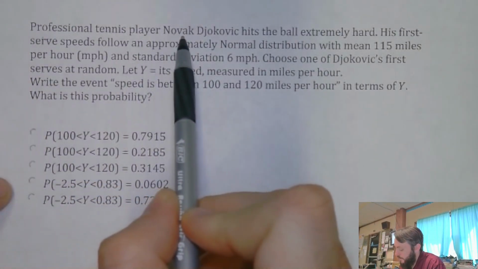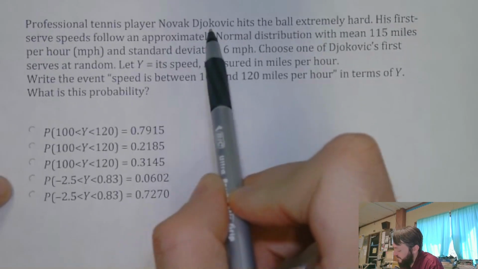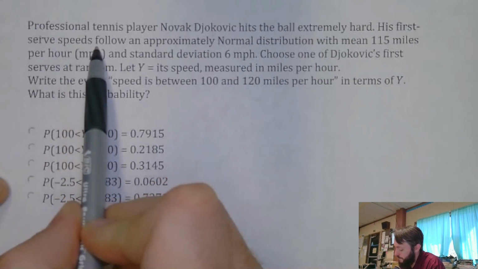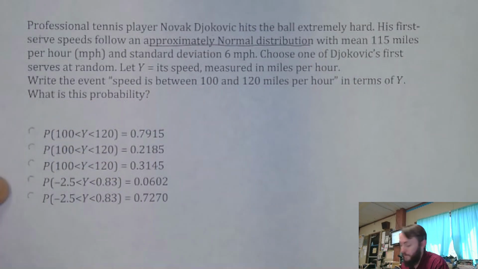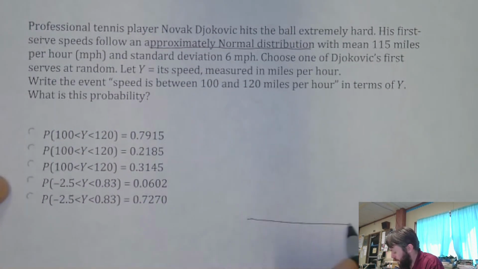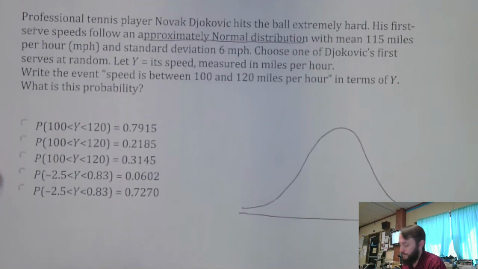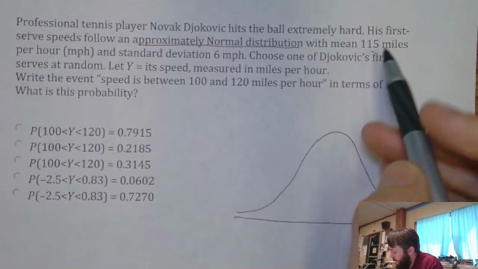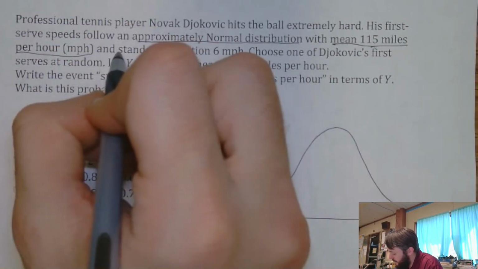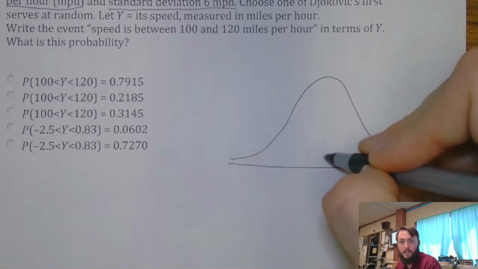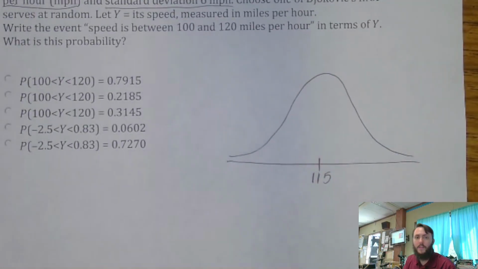Professional tennis player Novak Djokovic hits the ball extremely hard. His first serve speeds follow an approximately normal distribution. That's important to note, which means our distribution is going to look something like that. With a mean of 115 miles per hour and standard deviation of 6. So a mean of 115 tells us that that is there.